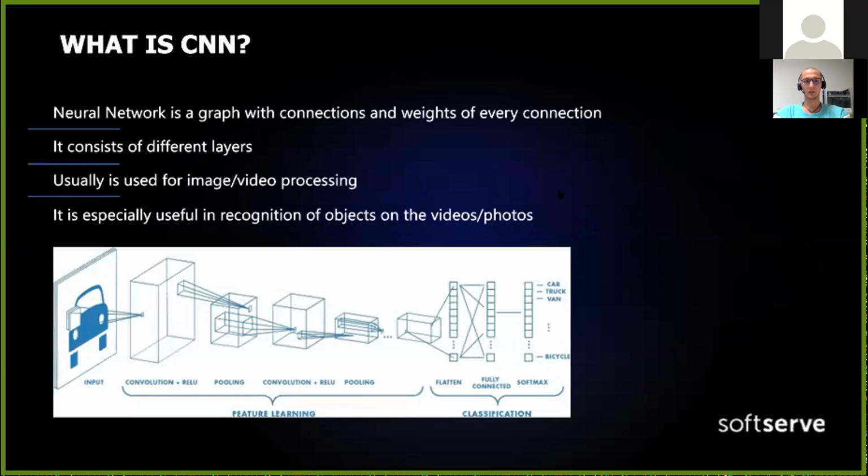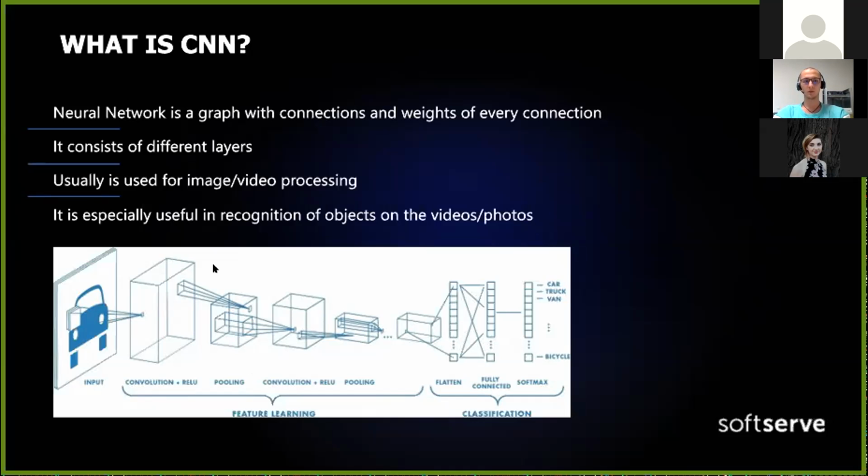Now, what is CNN? CNN stands for convolutional neural networks. A neural network is a graph with connections and weights for every connection. It consists of a lot of layers. You can see in the picture below that layers can be some operations, convolution, ReLU, pooling, or normalization, batch normalization, instance normalization, or something else.